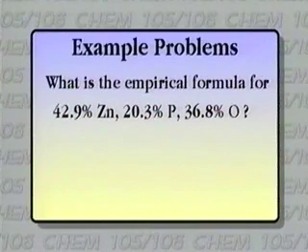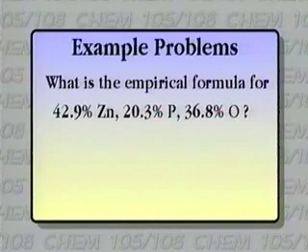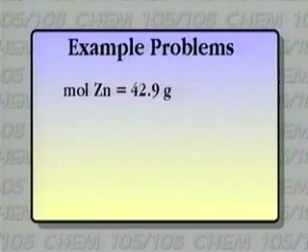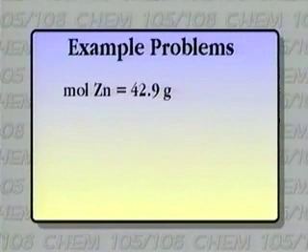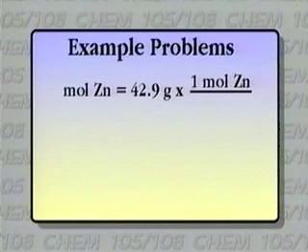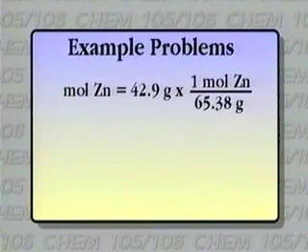And so what we're going to do is calculate the number of moles of each of these elements. So moles of zinc will be equal to 42.9 grams, and we'll take a 100-gram sample, times 1 mole of zinc per... All right, remember, a mole of an element is equal to its atomic mass expressed in grams. So looking up there at zinc, 65.38 grams. And so we now have moles of zinc.